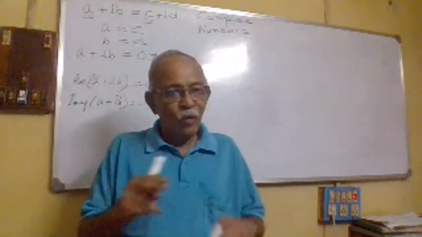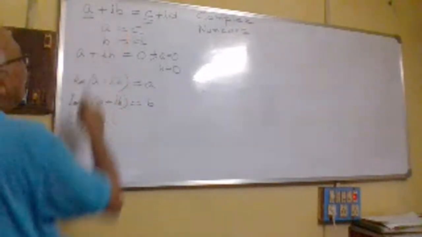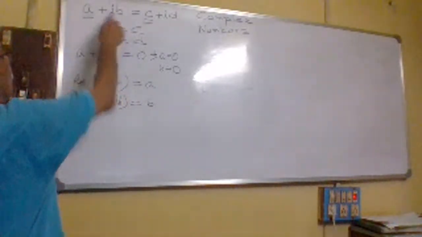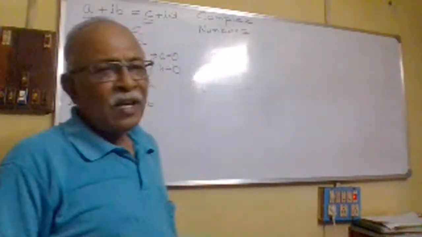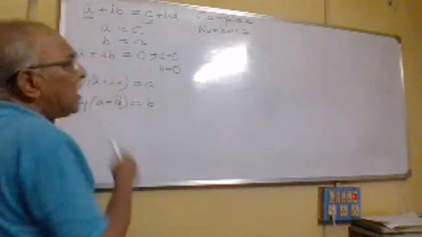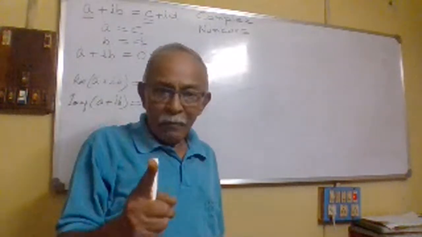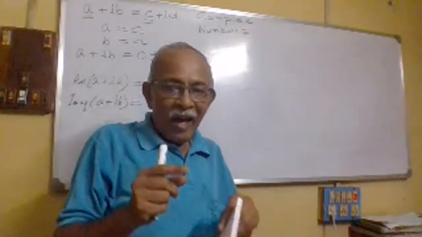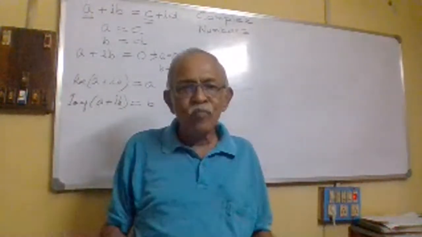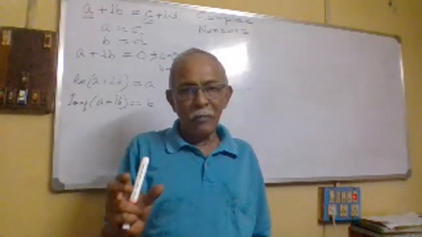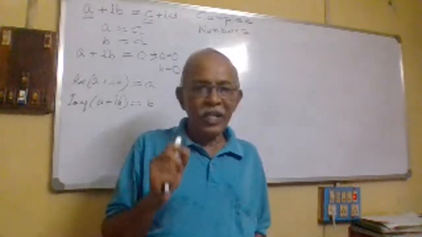Remember one thing, while learning complex numbers, when we are saying a plus ib, there is a possibility that b equals 0. If b equals 0, then it becomes a, a real number. So real numbers are a subset of complex numbers. Real numbers also come within the domain of complex numbers. All numbers, whatever is there, everything is coming within complex numbers.